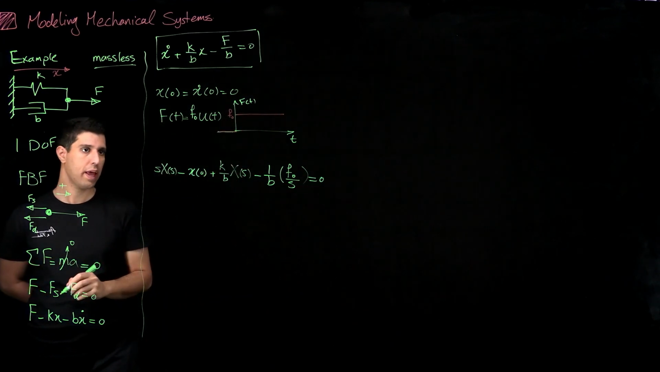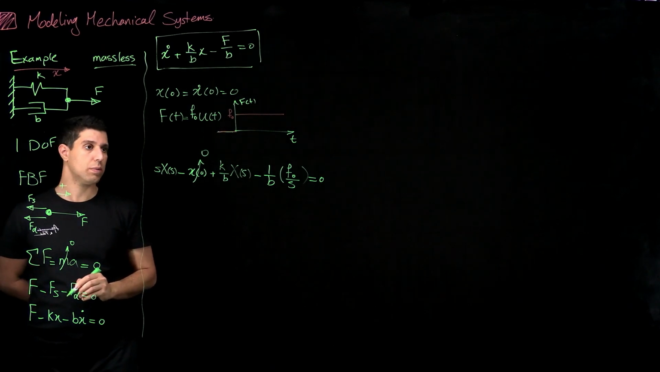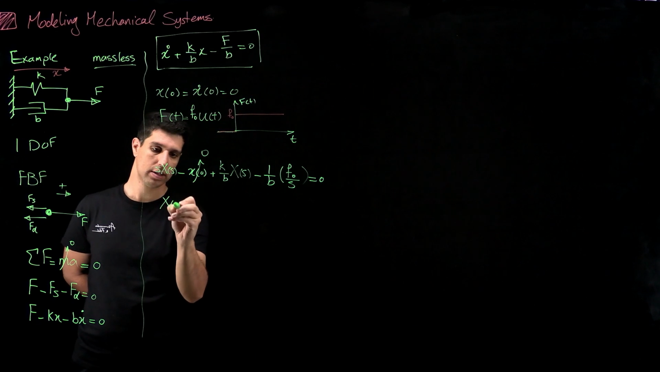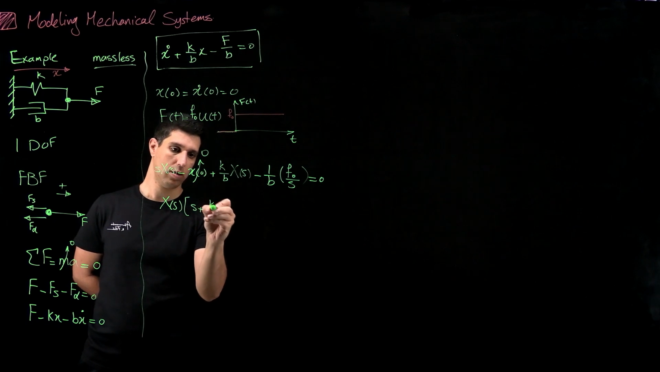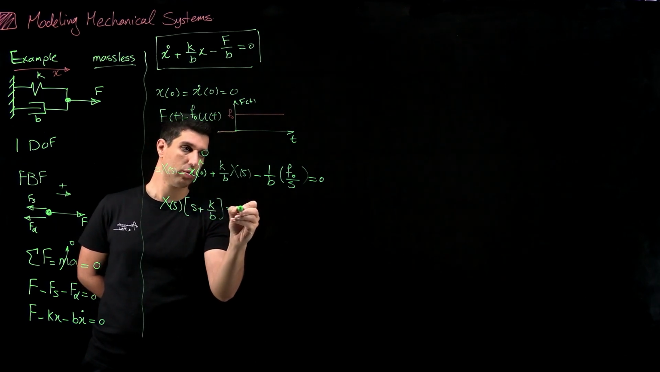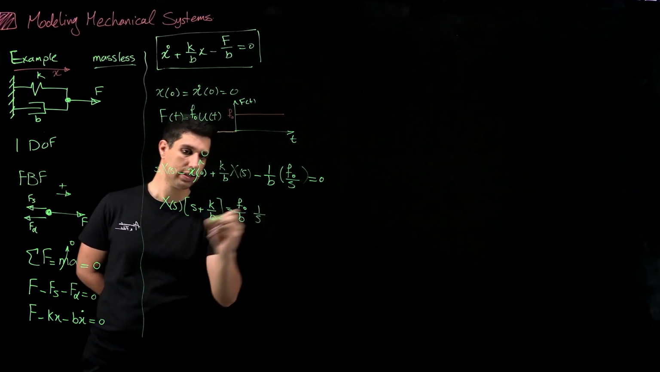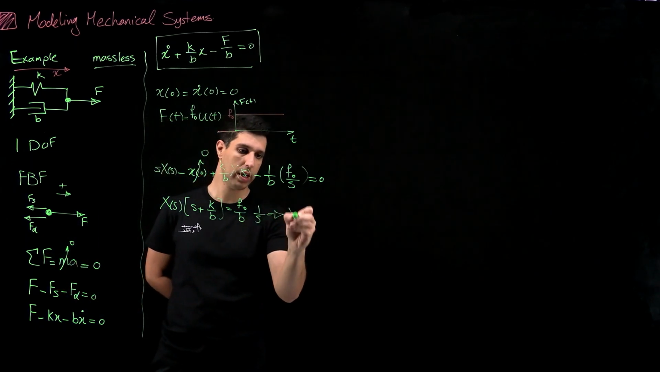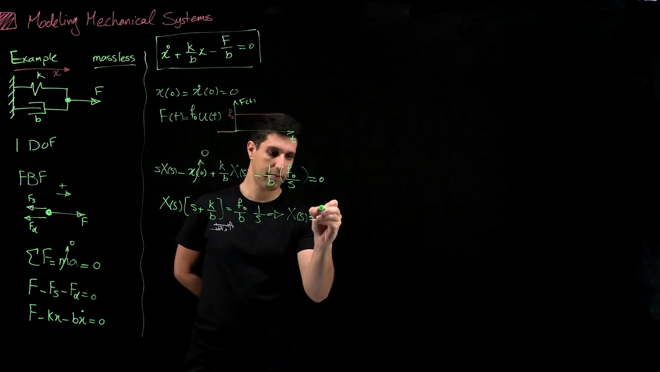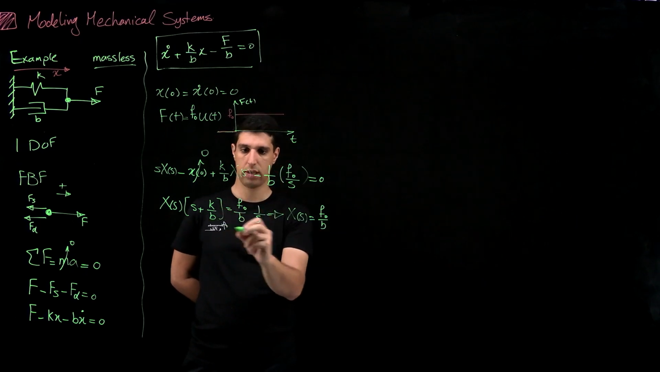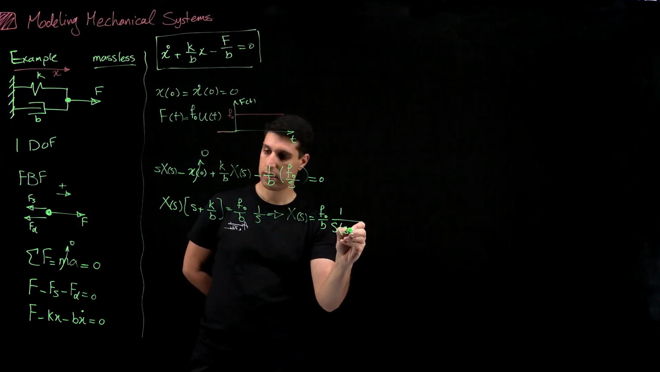Equals 0. We said this one is 0, so we do not need to worry about that. So I have x of s times s plus k over b equals f naught over b 1 over s, or my x of s equals f naught over b 1 over s plus k over b.